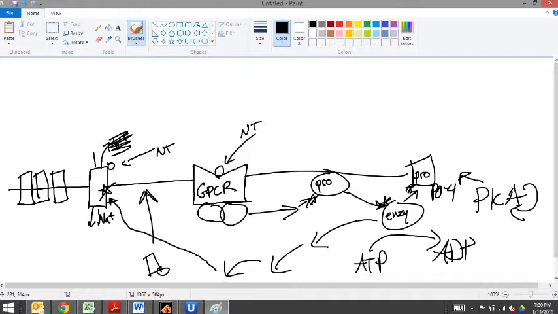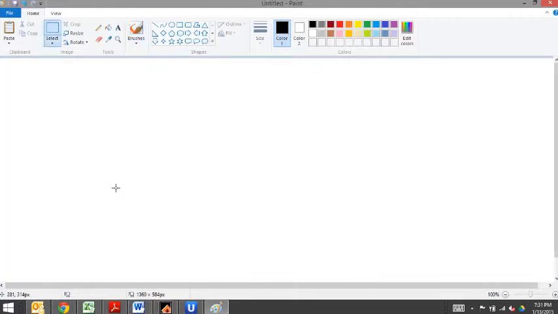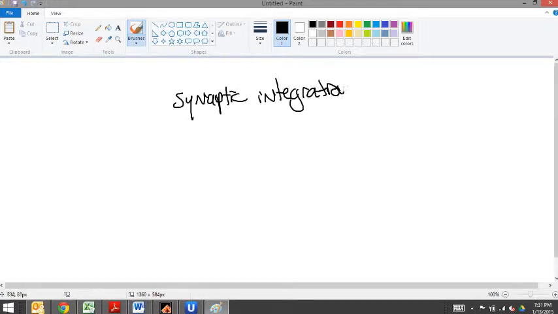Right, I see that we got another question. Could you go over spatial and temporal synaptic integration? Yes. Alright, so remember, we'll start with synaptic integration. So remember what synaptic integration is.